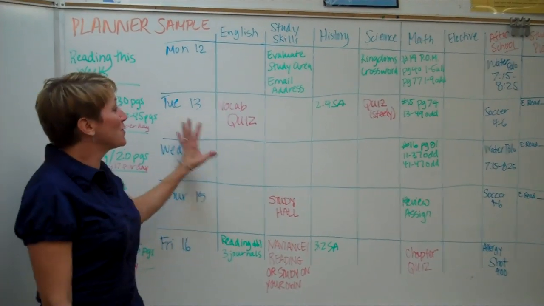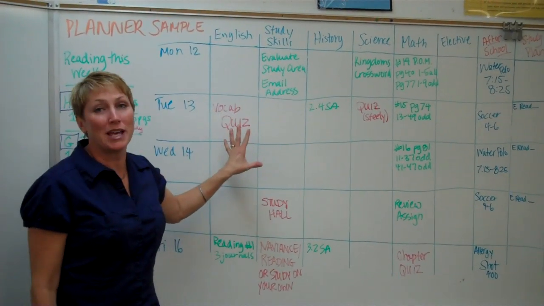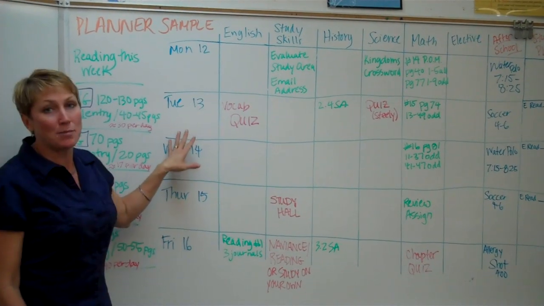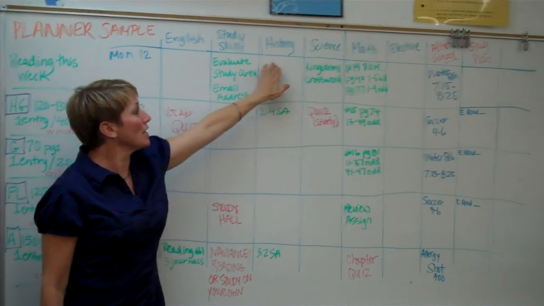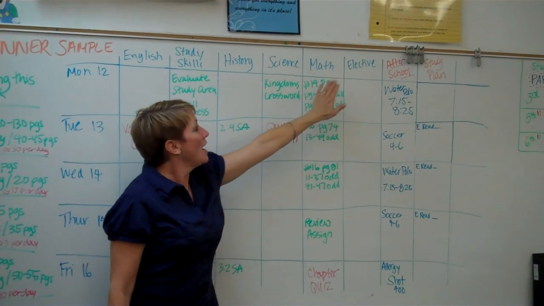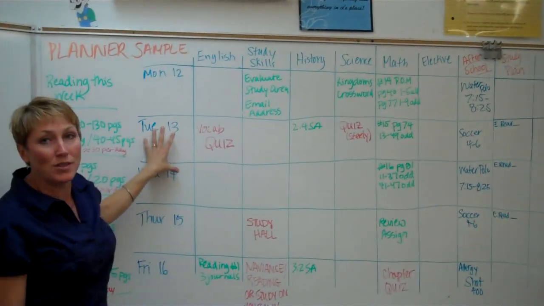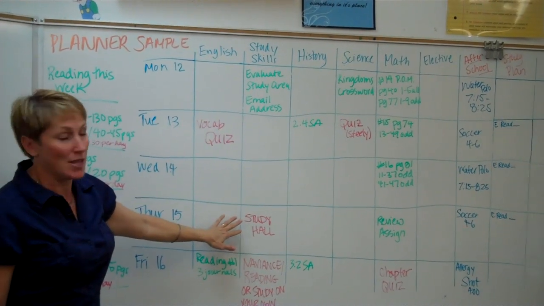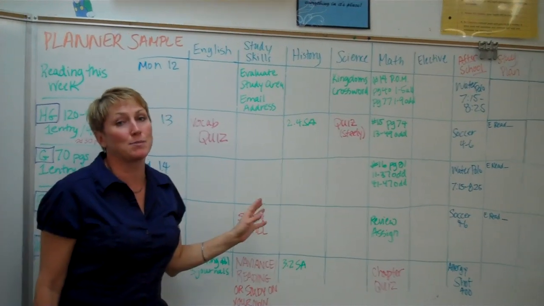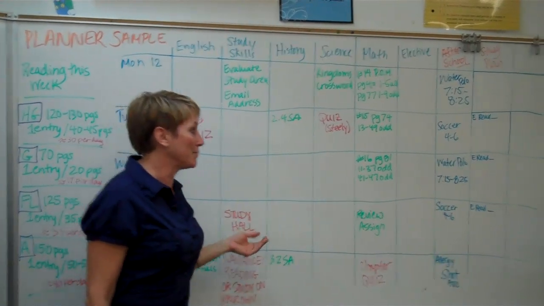So on the board, I have drawn a sample of what a student planner looks like. The very first column has the days of the week, and then each column is a heading for each of their classes. And they would record the assignments due for a class on each day. So specifically what I want to explain is how to create a study plan.